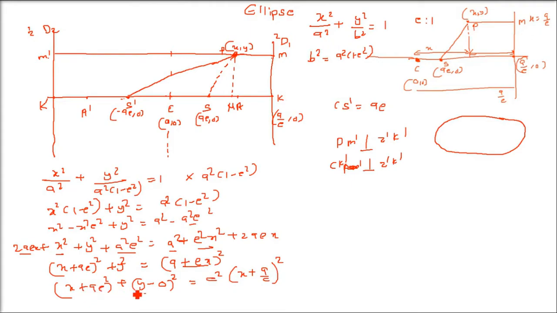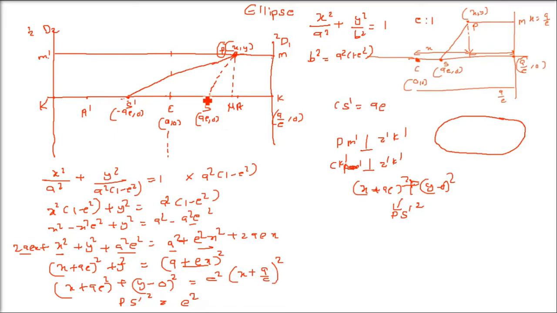So now what is this distance? This is the distance of (x, y) from (minus ae, 0). If I take the distance of (x, y) from (minus ae, 0), that is x plus ae whole square plus y square. This is only P S dash. Since it's not under root, we are making it a square. So S dash P whole square equals e square.